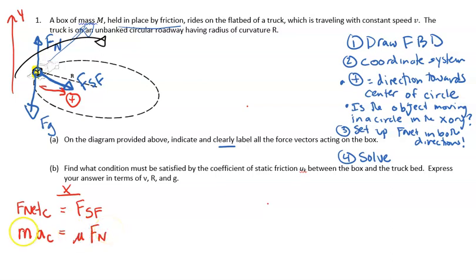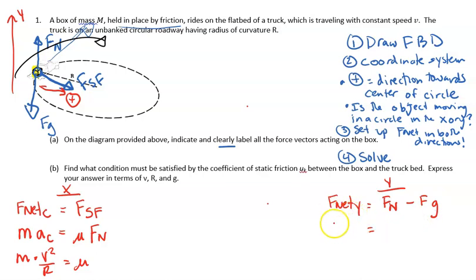Cool. Okay, so let's see what we know. AC is just going to be v squared over r, equals mu Fn. Fn is not allowed in our answer, so let's see if we can figure out Fn. Let's go to the y direction and set that up. F net y equals, we have Fn going upwards and Fg going downwards. F net is always ma. We're not dealing with AC now because we are dealing with the y direction, where it is not accelerating or moving in a direction of a circle.